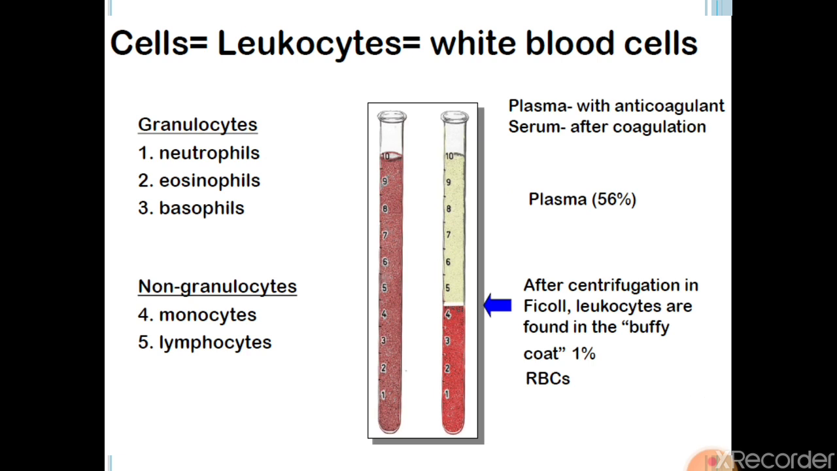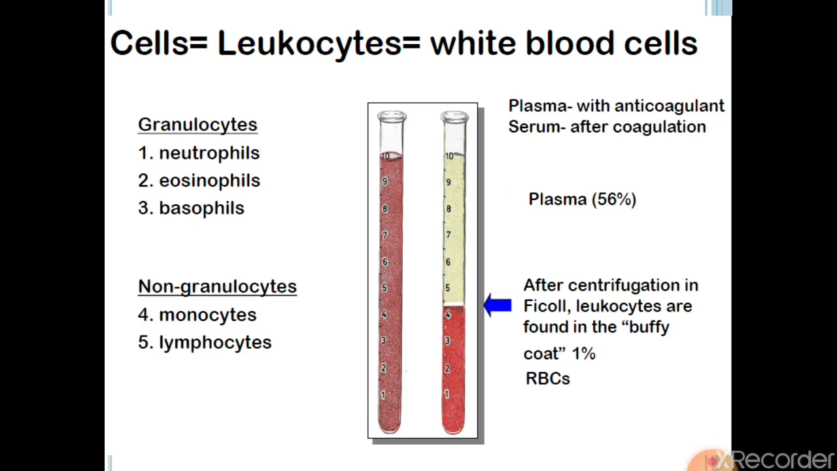Now, the white blood corpuscles or leukocytes, there are two types based on the presence of granules. So, if granules are present, they are called granulocytes, like neutrophils, eosinophils, and basophils. And if granules are absent, then they are called non-granulocytes, that includes the monocytes and lymphocytes. So, our today's lecture will be on these cells.